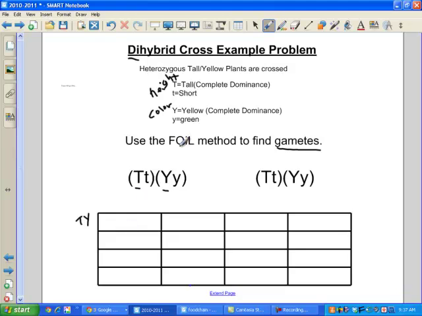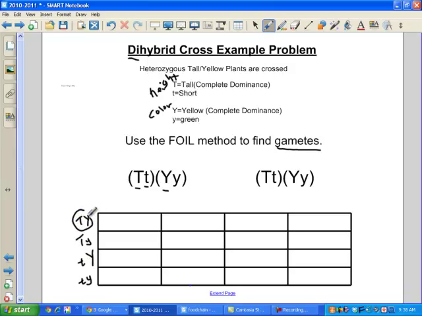Now, the next letter in the FOIL is O, so that would be the outside, so we go with the outside of each set. So the outside of this one is the big T, and the outside of this one is the little y. So we put the big T, and then you really want to make sure you make it look different, otherwise you'll get messed up when you start putting things together. So that's my little y. Now the inside letters are little t and big Y. And then the last, for the L, the last two, little t and little y. Now, those are the only possible combinations of sex cells or gametes that you can get.